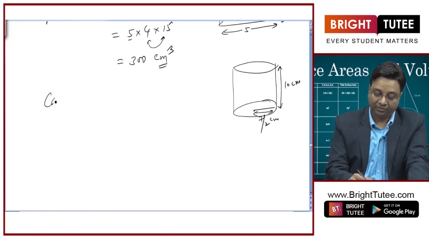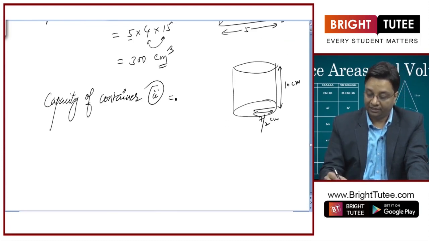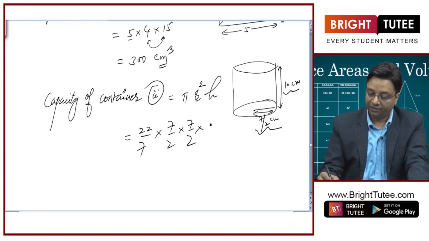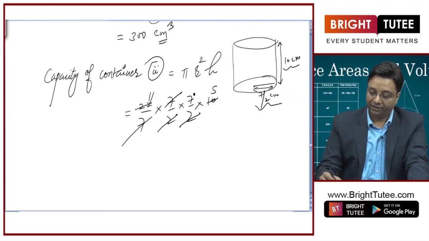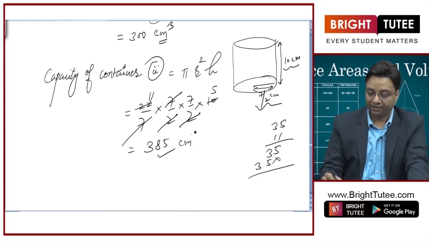Let's look at container 2. Capacity of container 2, which is cylindrical, is equal to pi radius square into height, that is 22 by 7 into radius square, that is 7 by 2 into 7 by 2 into height, which is 10. So 7 can be cancelled, this will give you 11 here and you will have 5 here. So 7 into 5 is 35, 35 into 11 is 385. 35 into 11 you can obtain like this. It will be 385 centimeter cubes.